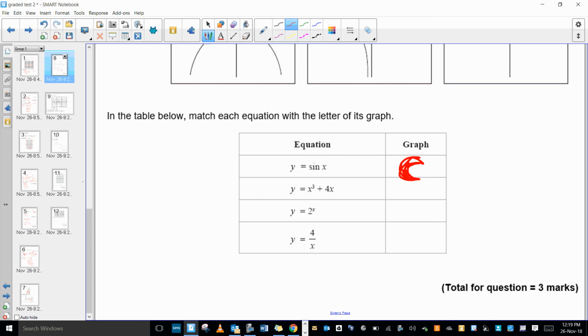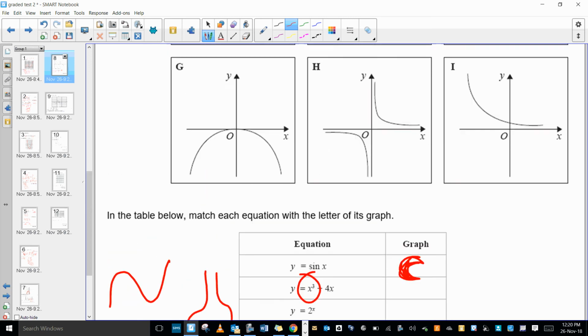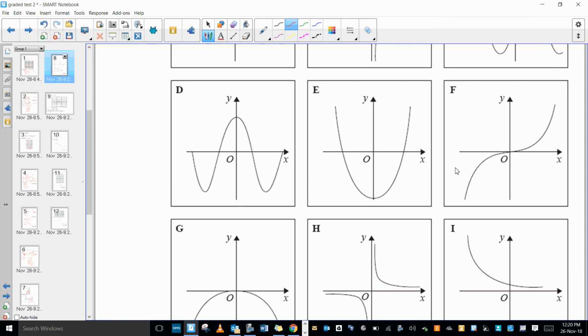I've told you about x cubed graphs. They either do this, or this and this. In other words, it has to be f.